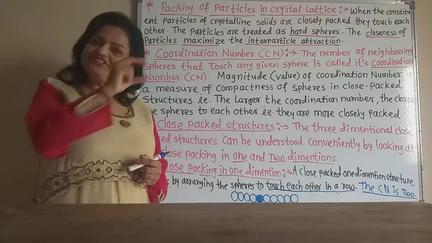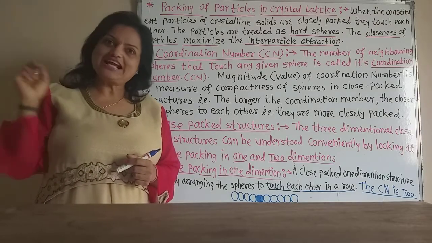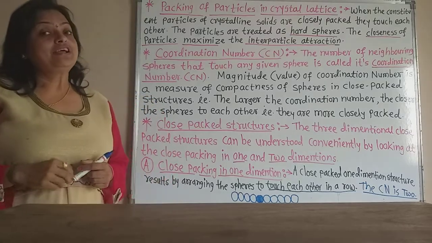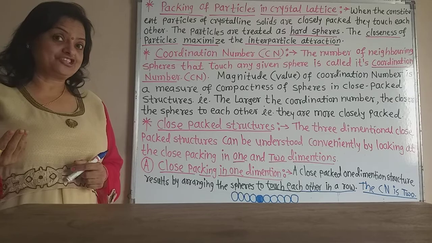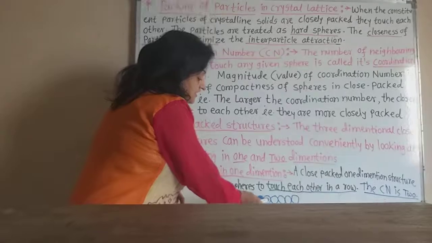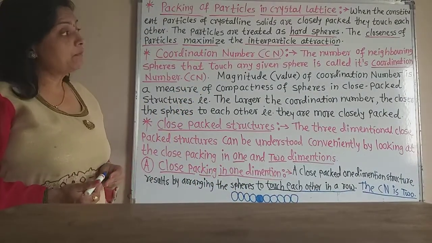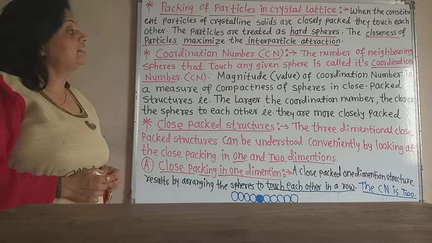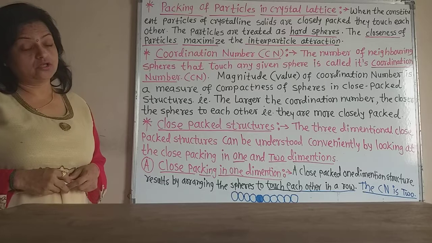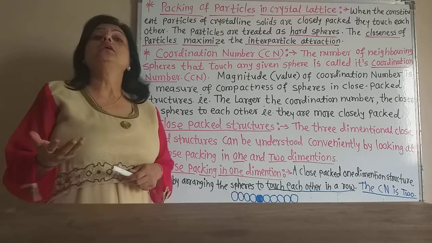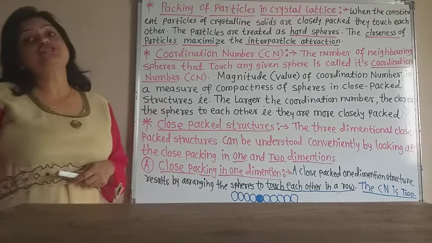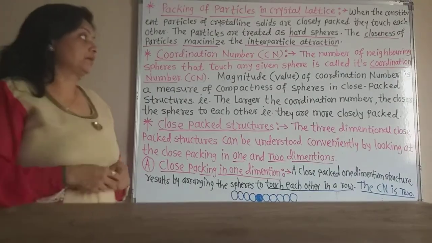When the spheres are arranged in one row, in a one dimensional close packed structure, then the coordination number of that structure is 2, because only two spheres touch the given sphere. So, the number of neighboring spheres that touch any given sphere is called its coordination number. Remember this.